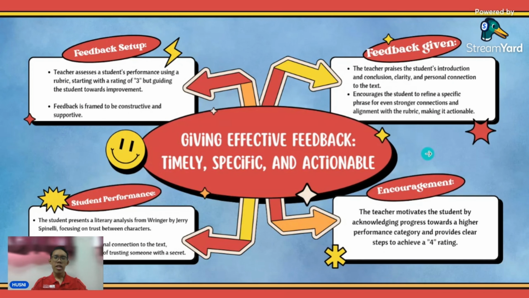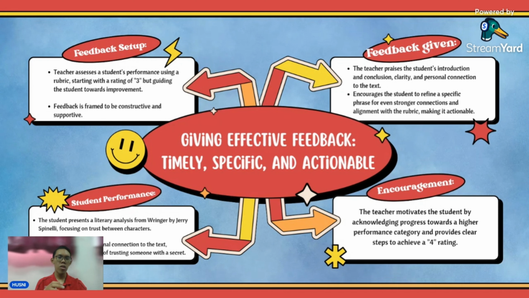So let's see the things that we can learn from the teacher just now, right? Giving effective feedback: timely, specific, and actionable. The first one is feedback setup. The teacher assesses a student's performance using a rubric starting with a rating of 3, but guided the student towards improvement, which he stated in the video, right? He was based on the rubric of the New York State. And he even said that the student can go to the 4th level of the rubric.